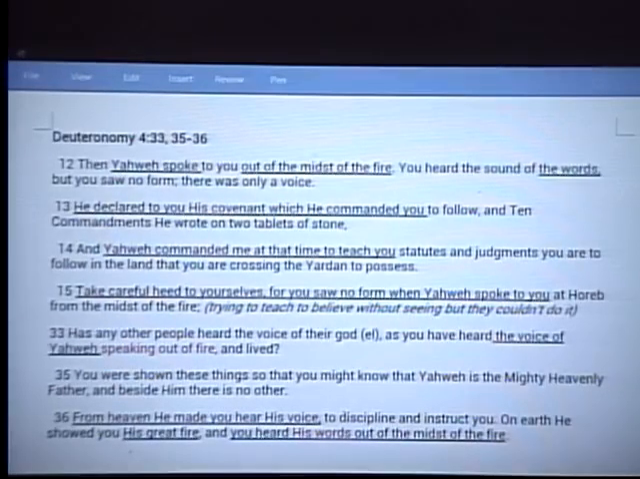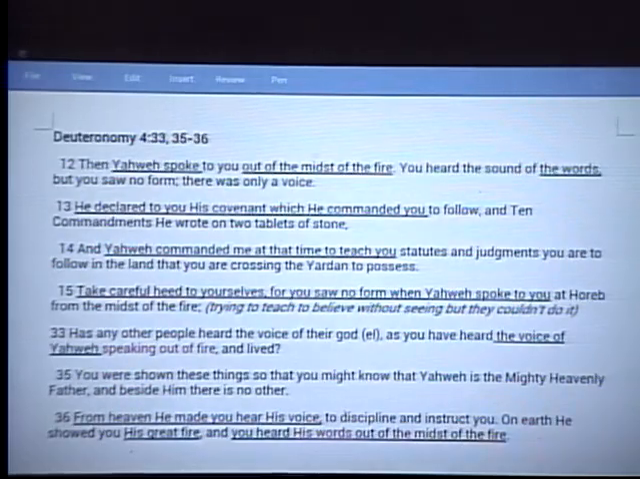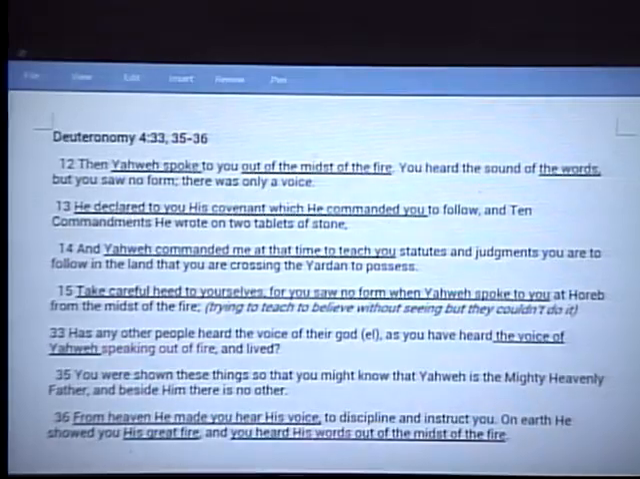Now notice, Yahweh said he declared to you, the children of Israel. And then now he's saying, and Yahweh commanded me, Moshe, to teach to you statutes and judgments that you are to follow in the land that you are crossing the Jordan to possess. Well, the reason why he taught Moshe, because Moshe was the voice of Yahweh to the children of Israel.